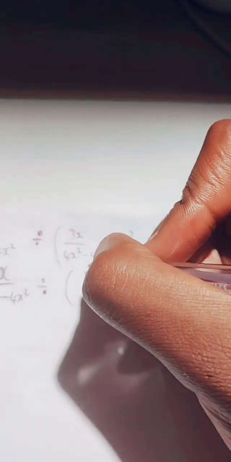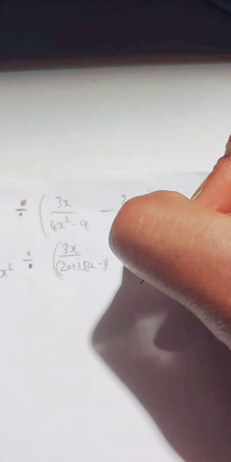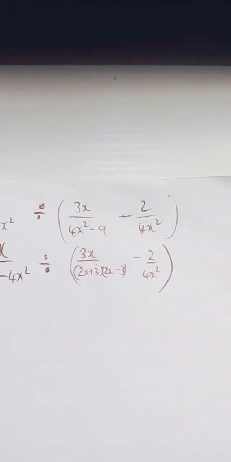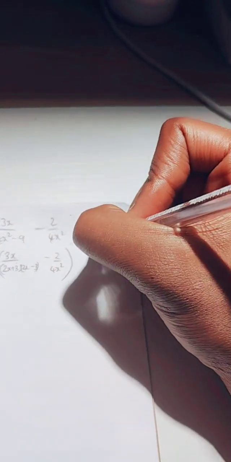So what is 4x squared minus 9 and 4x squared? What we are going to do, we are going to factorize the denominator. So let's start with that. 3x over 4x squared minus 9 is going to give us 2 brackets: 2x plus 3, 2x minus 3, minus 2 over 4x squared. Okay. Then we want the lowest common denominator.